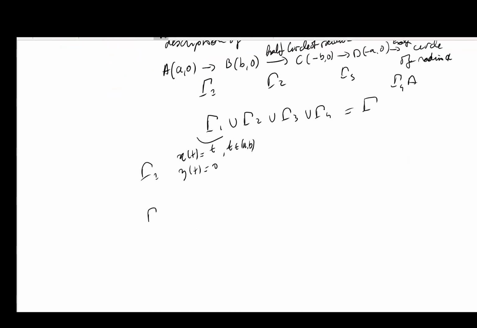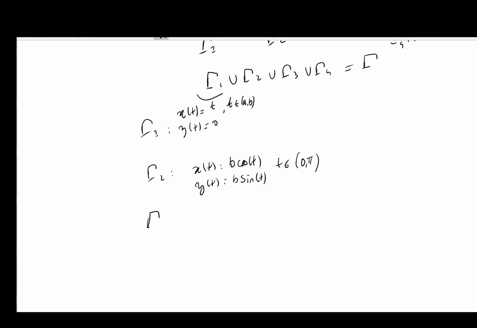Gamma 2 is a half circle of radius b, so x of t is b times cosine of t, and y of t is b times sine of t, and we need t to be between 0 and pi so that I do only half of the circle. Then I've got gamma 3, which is the straight line from the point.